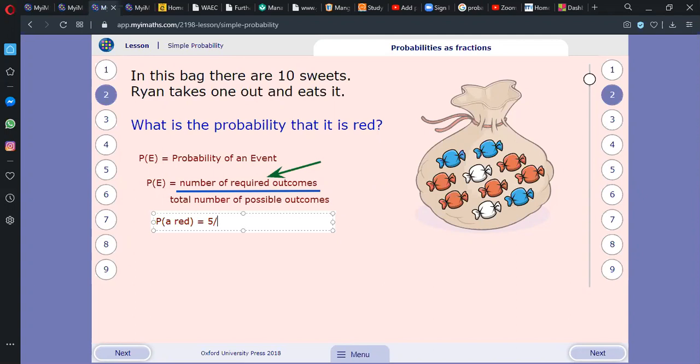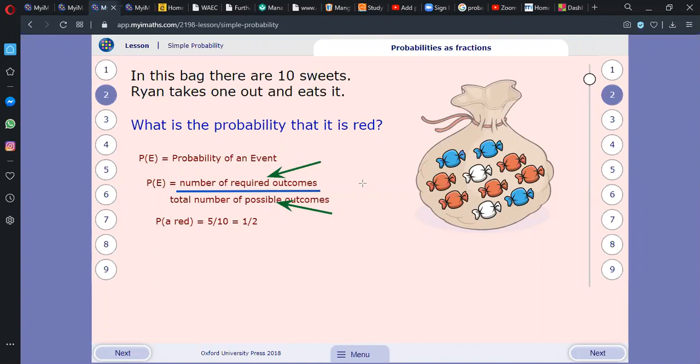So in this bag, there are 10 sweets, which means my total number of possible outcomes is 10. So the probability that Ryan takes a red sweet is 5 over 10, which can definitely reduce to 1 over 2. Half. Very interesting, guys. You need to understand this to proceed with the lesson. Now, I'm going to take this away very quickly. I already talked about required outcomes, and I've also talked about possible outcomes, and I've explained what they mean.